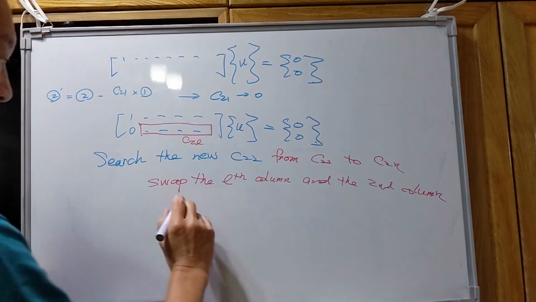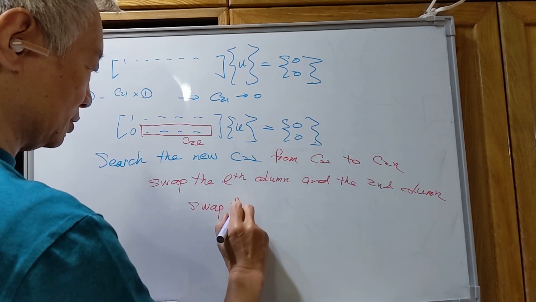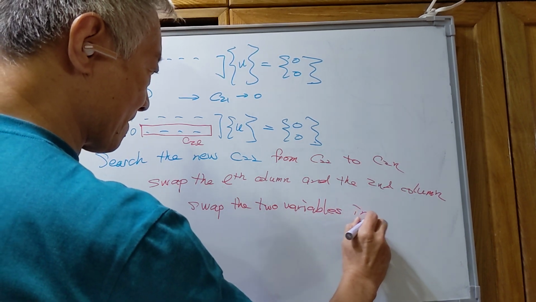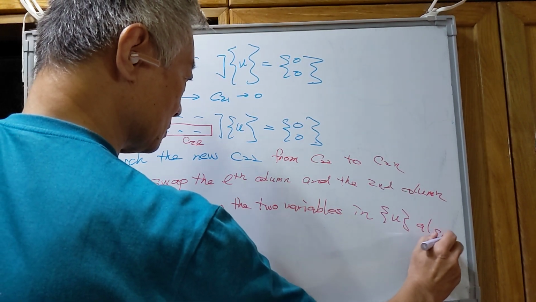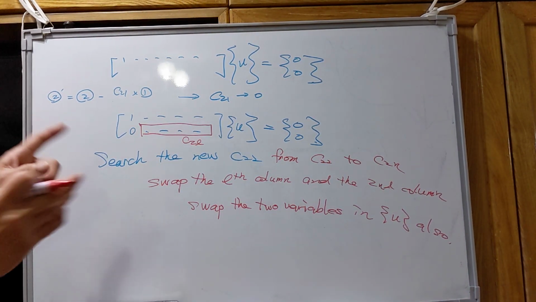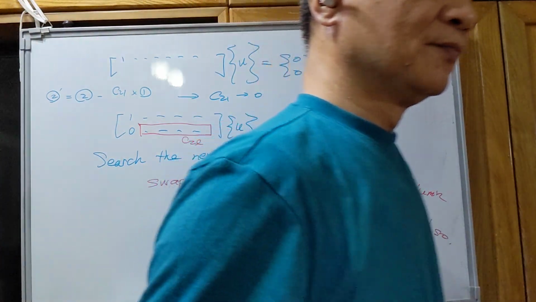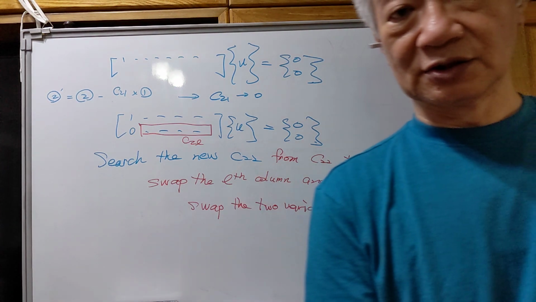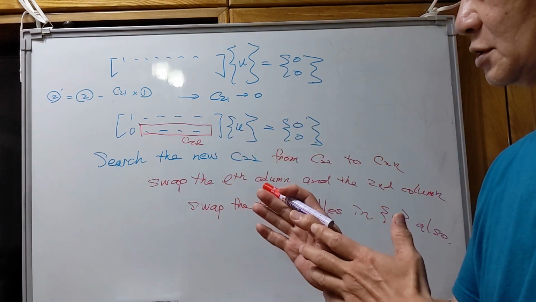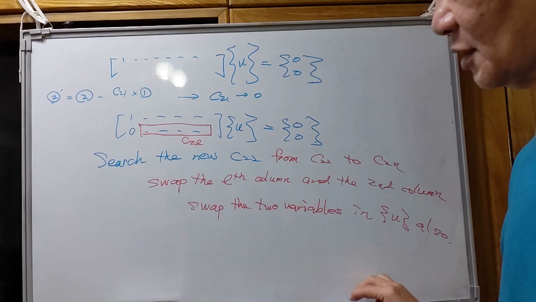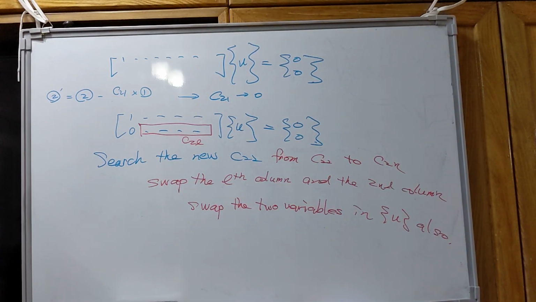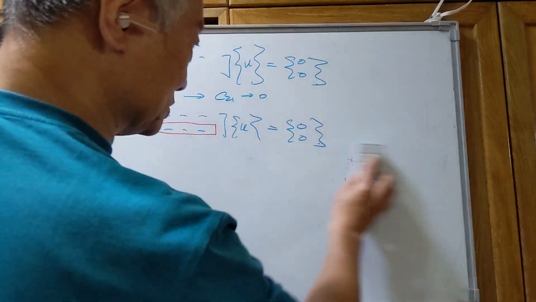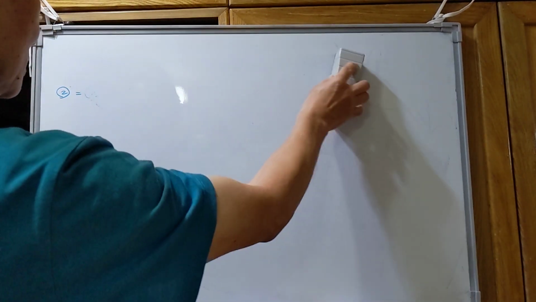Okay, and also you need to swap the two variables. So remember, after we search, we need to swap the Lth column and the second column. But if you swap the two columns of the coefficient matrix, you also need to swap the variables in the U vector. Okay, so after you search the new C22, the next stage is we will make the C22 equal to 1.